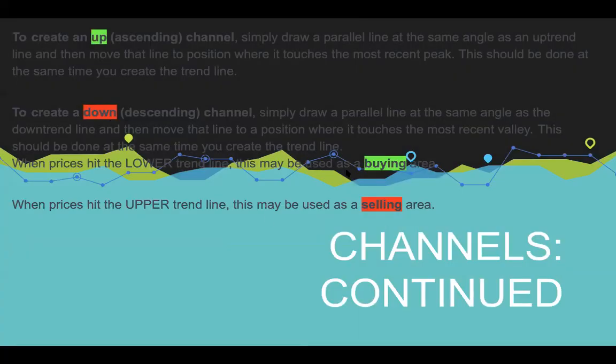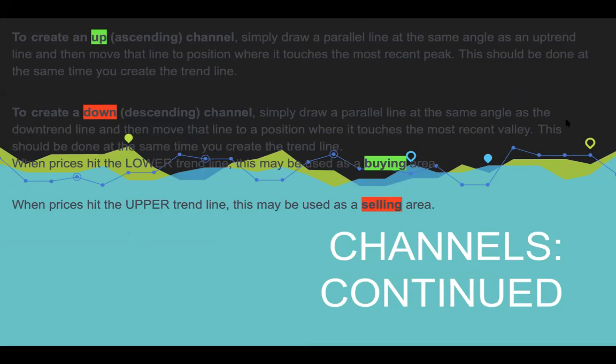To create an ascending channel, simply draw a parallel line at the same angle as an uptrend line and then move that line to a position where it touches the most recent peak. This should be done at the same time you create the trend line. To create a descending channel, simply draw a parallel line at the same angle as the downtrend line and then move that line to a position where it touches the most recent low. This should be done at the same time you create the trend line.